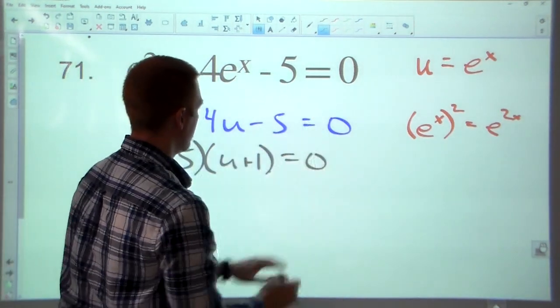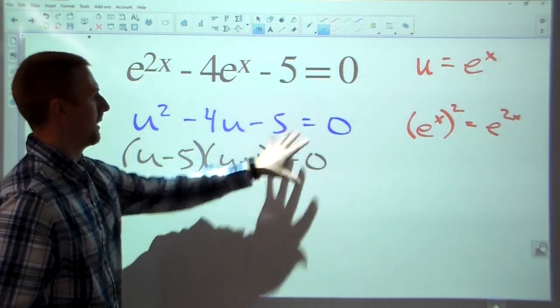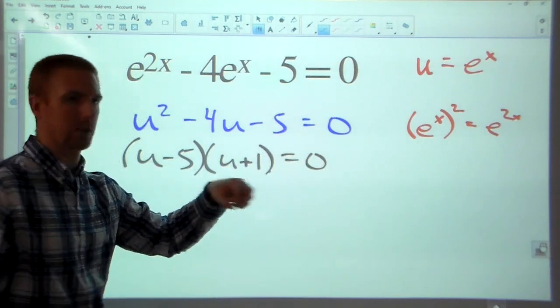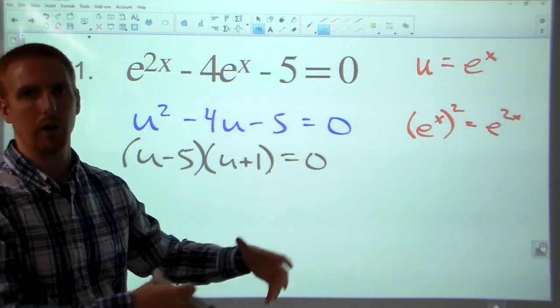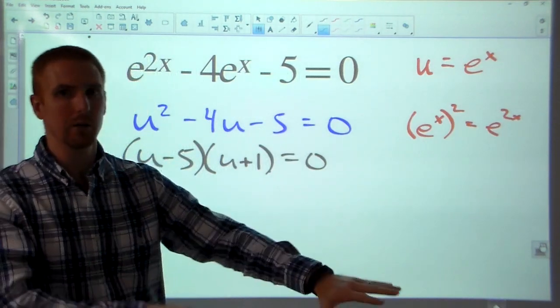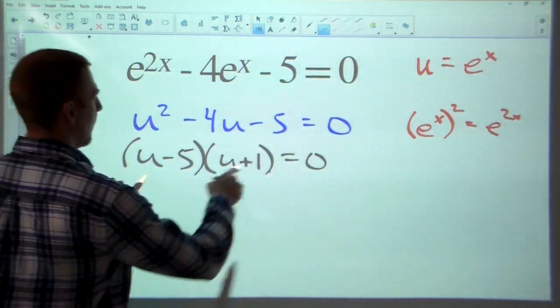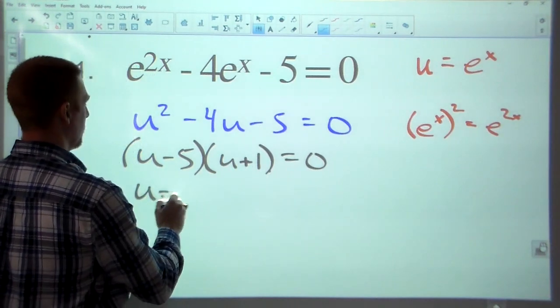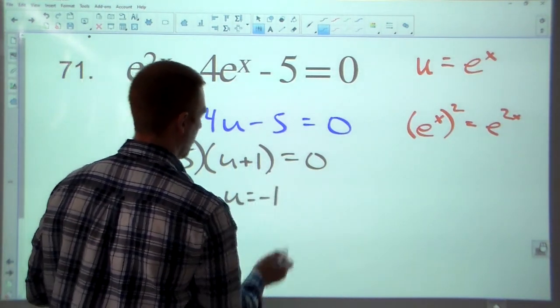Keep in mind it is an equation. Keep that there. I've seen equal signs magically disappear. I've also seen them magically reappear or just come out of nowhere. So just, if it's an equation, you have to solve it. If it's not an equation, don't turn it into one. So just keep that in mind. With this one we do need to solve. So u would equal 5. u would also equal negative 1.